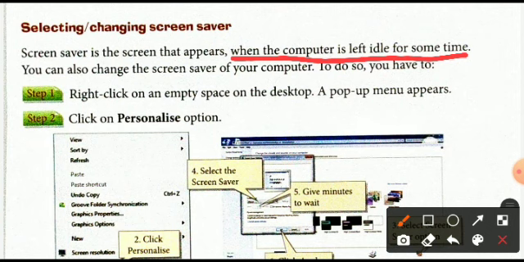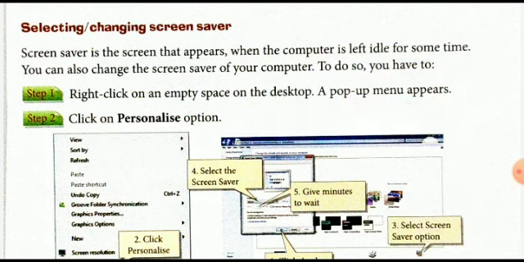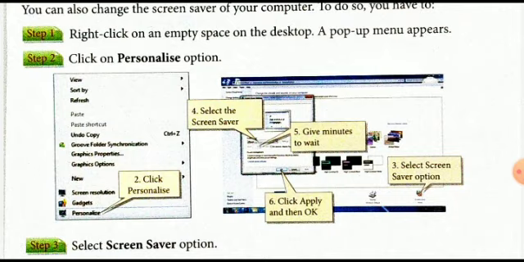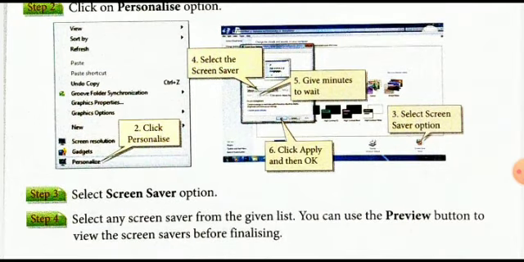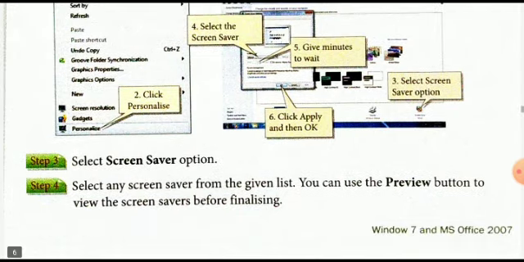You can also change your screensaver by right click on the desktop and a pop-up menu appears, and again just click on personalize option, as I told you earlier, to change the desktop background. Here personalize option opens, and select the screensaver option, and after the screensaver option select any type of screensaver, and you can use a preview button to preview it.